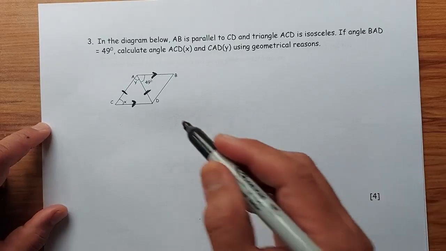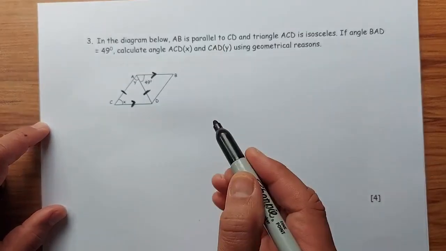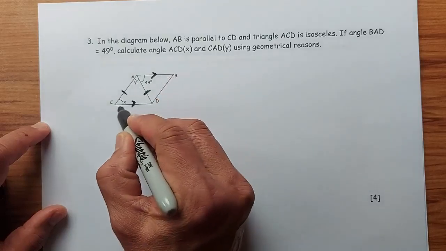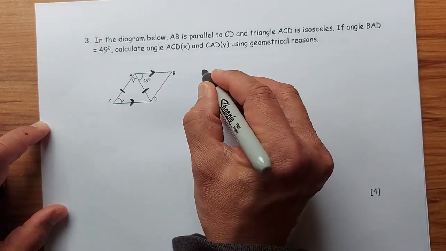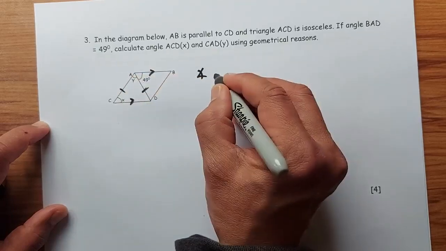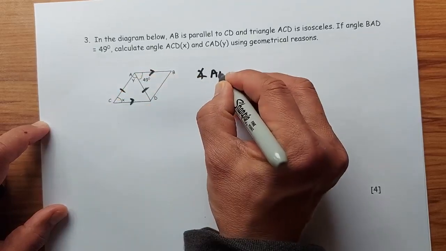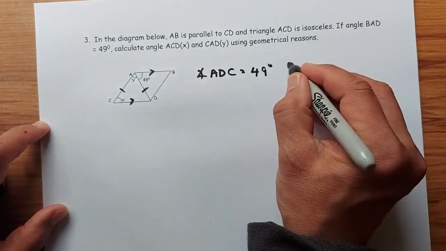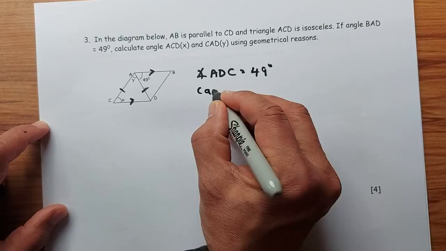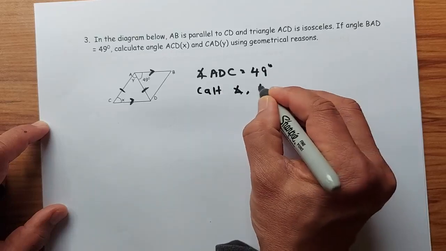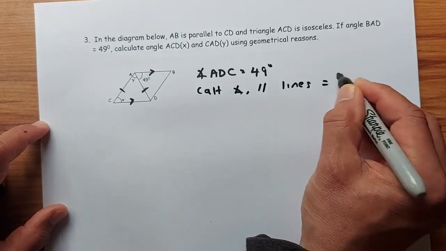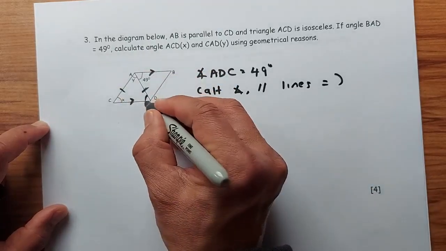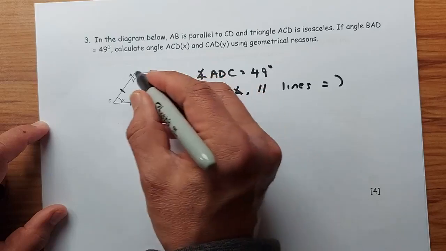It's a parallel line, so you look for corresponding, co-interior or alternate. In this case, it's the letter Z, so angle ADC is the same as 49 degrees because it's the letter Z. Letter Z means alternate angles on parallel lines are equal. So that angle is 49 degrees, same as angle BAD.